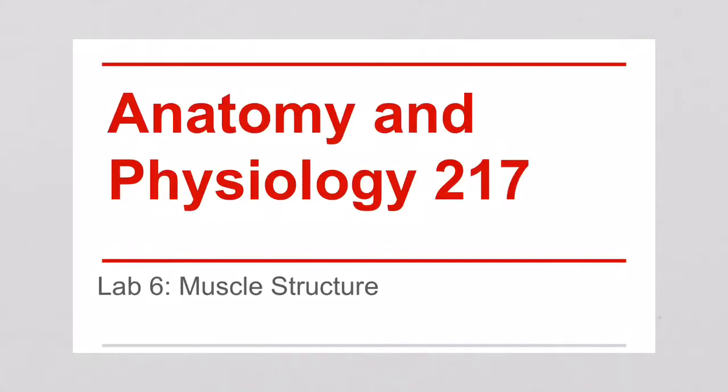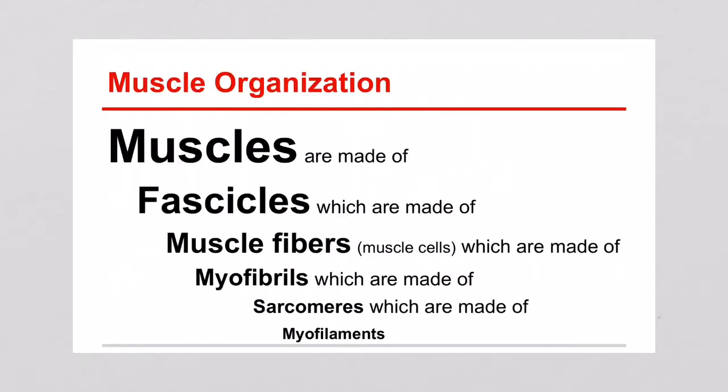Hi everyone, this video is going to cover muscle structure. A muscle is an organ, and the organ is made up of bundles of fascicles. Those fascicles are made up of bundles of muscle fibers, and muscle fibers is just another term for the muscle cell.